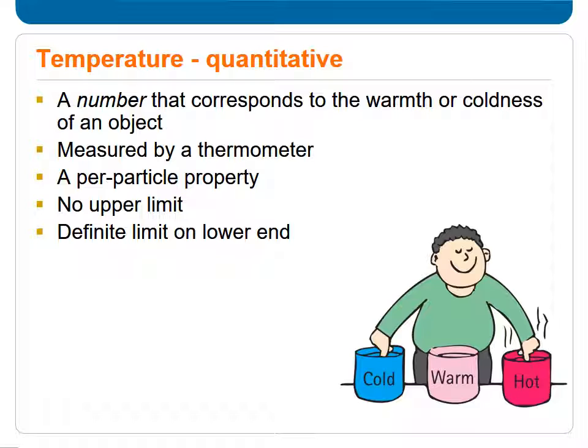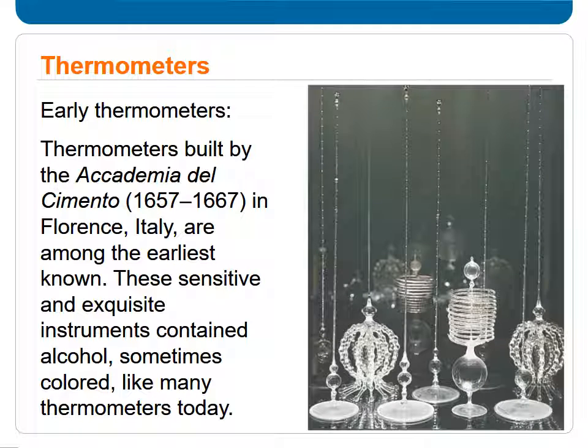We define temperature as a number that corresponds to the warmth or coldness of an object and measured by a thermometer. Temperature is a per-particle property with no upper limit. But there is a definite lower limit. Thermometers are instruments designed to measure temperature. In order to do this, they take advantage of some property of matter that changes with temperature.